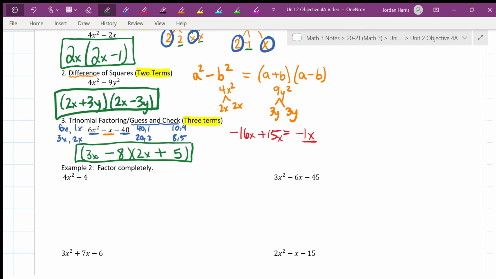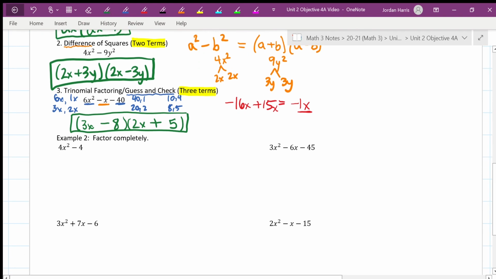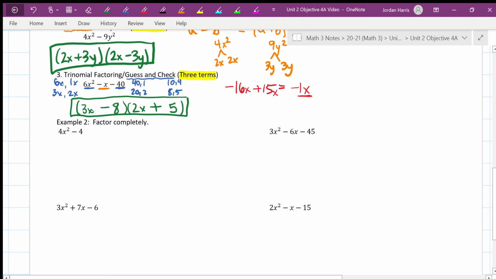I am really good at factoring, so this comes really easy to me because I've been doing it a long time. You may not be really good at factoring. That's okay. If it didn't work, you try something else. Guess and check. Guess and check. Once you get good at it, it'll come easier.